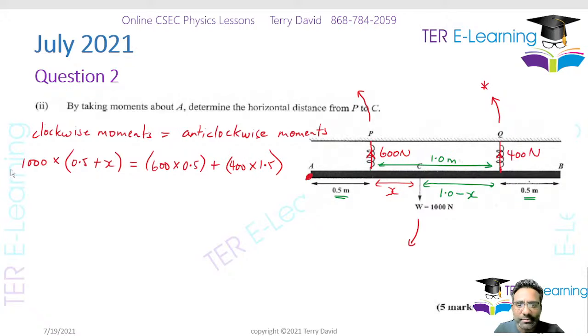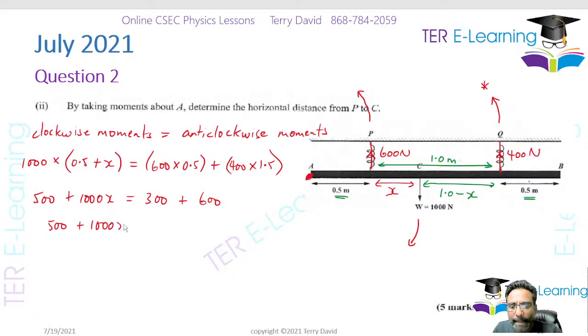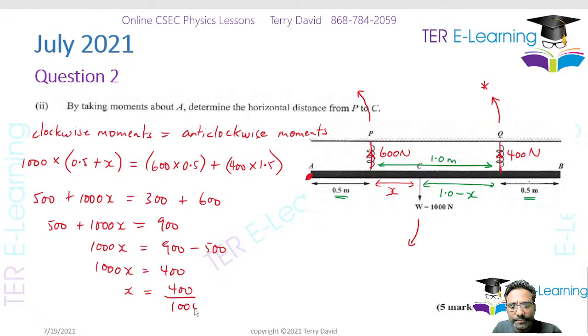Some of the things that I wrote down here, you don't really need, actually. As it is right now, we can work this out. So we're going to remove the brackets on the left-hand side. 1000 by 0.5 gives me 500 plus 1000x. 600 by 0.5 gives me 300, plus 400 by 1.5. I'm working the question for the first time, so if you all see a mistake, just let me know. So 500 plus 1000x is equal to 900. So 1000x is equal to 900 minus 500, so 1000x is equal to 400. Therefore x is equal to 400 over 1000. I think I saw somebody wrote this as the answer. So the answer should be 0.4, and that is 0.4 meters.